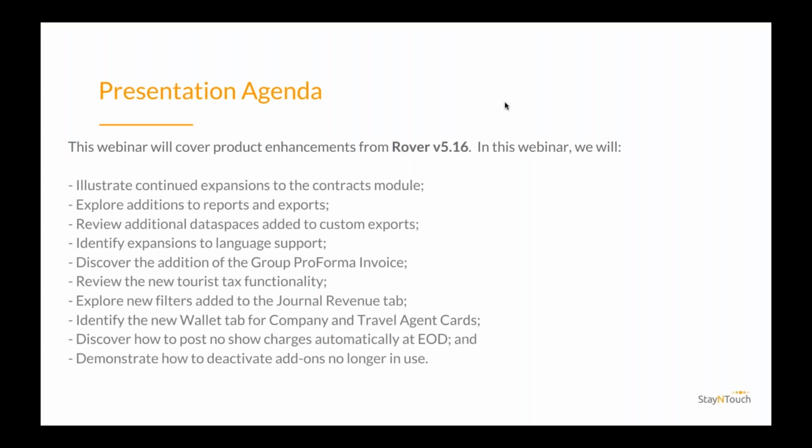Today's presentation will cover how you can get the most out of the Rover v5.16 product release. In this webinar, we will illustrate continued expansions to the contracts module, explore additions to reports and exports, review additional data spaces added to custom exports, identify expansions to language support, discover the addition of the group Forma Invoice, review the new tourist tax functionality, explore new filters added to the Journal Revenue tab, identify the new Wallet tab for company and travel agent cards, discover how to post no-show charges automatically at end of day, and finally, demonstrate how to deactivate add-ons no longer in use.